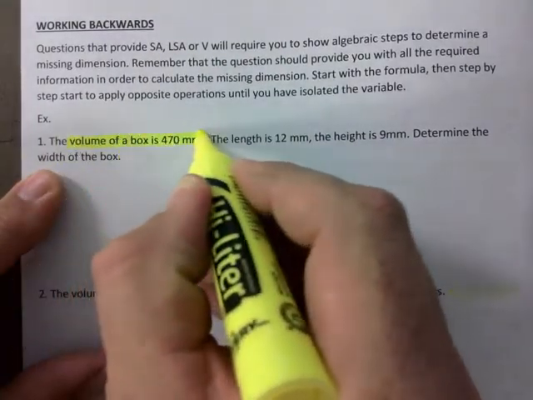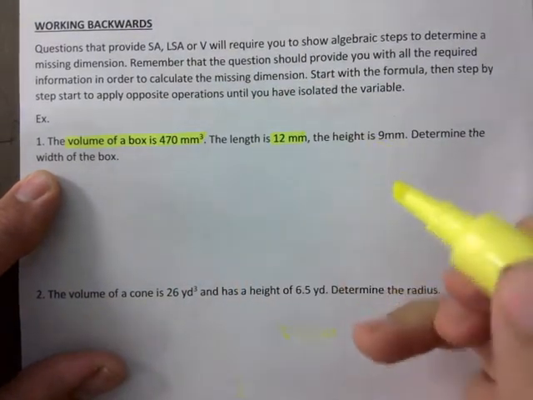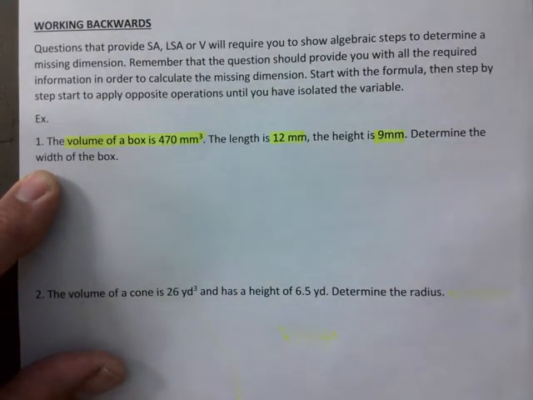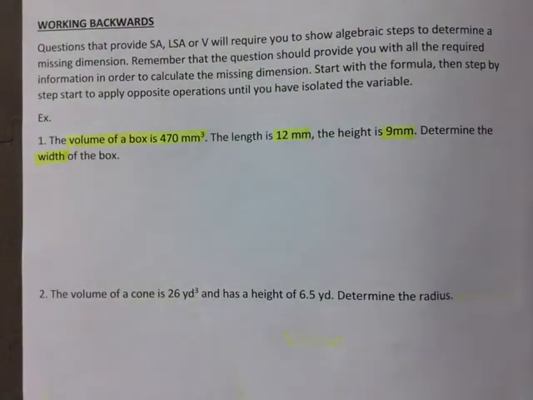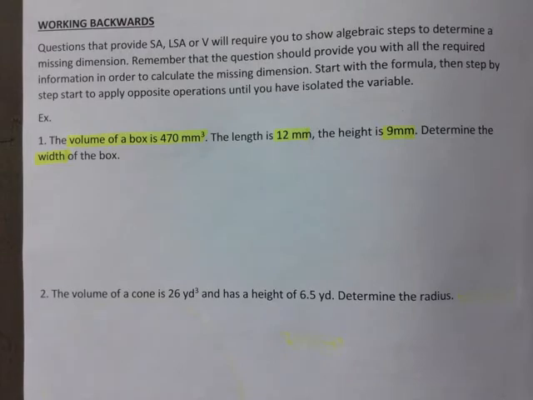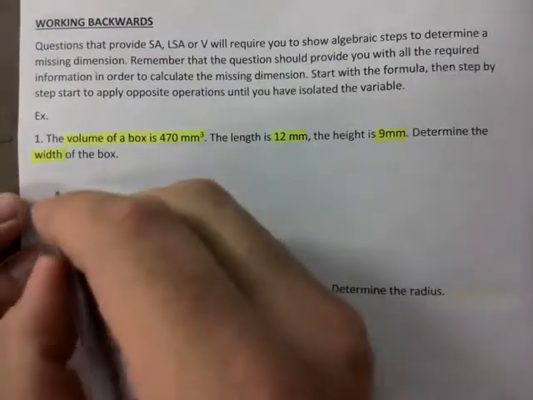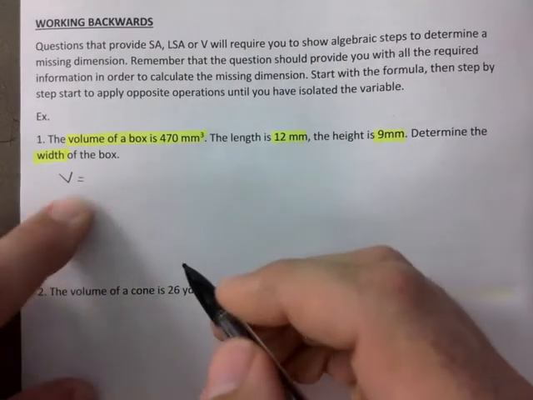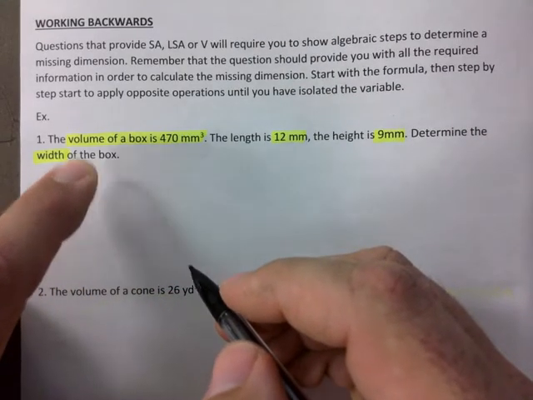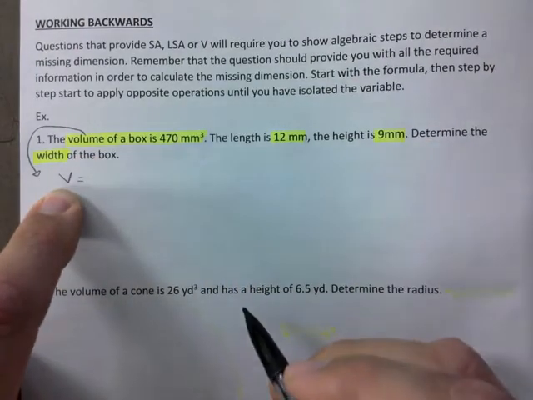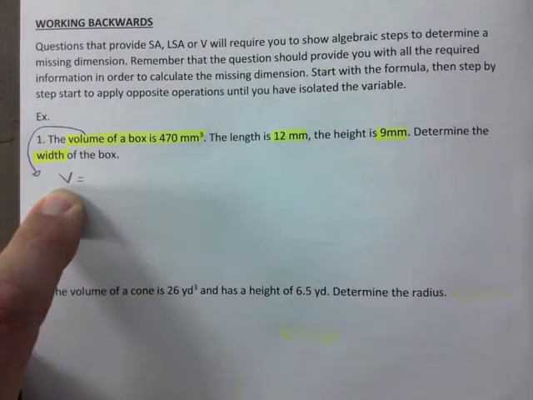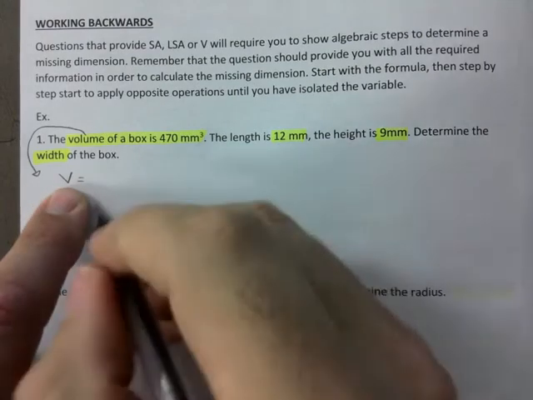The volume is given to me. I have length of 12 millimeters and height of 9 millimeters. They want the width of the box. That's the question. So what I mean by working backwards is that you're going to have to do reverse operations to figure out what's missing, okay? So can I encourage you to start with a formula in question? The volume is what tells you what you start with. Like the fact that they're giving you volume or surface area or whatever is your starting point.